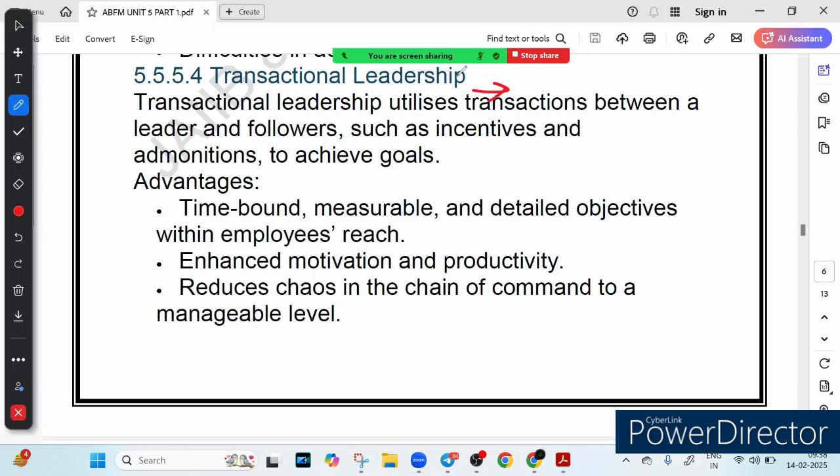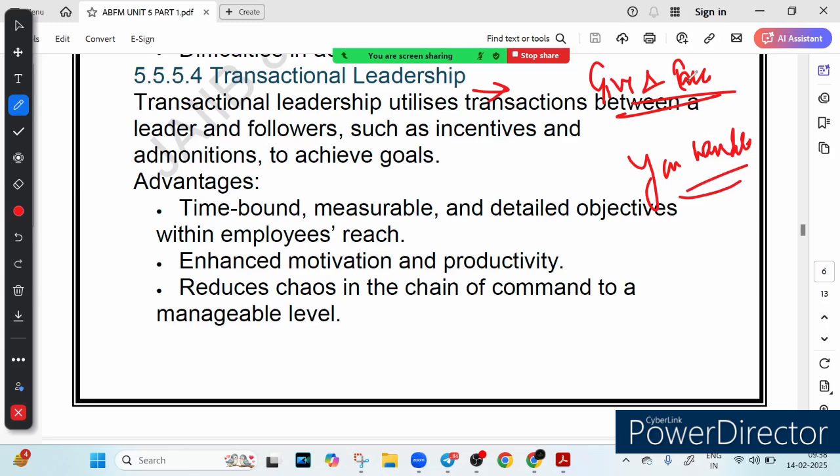So if we talk about the style, we can say the give and take style. Just now we were talking about delegative leadership. In the case of delegative leadership, what was the style? The style was you handle, but here the style is give and take.